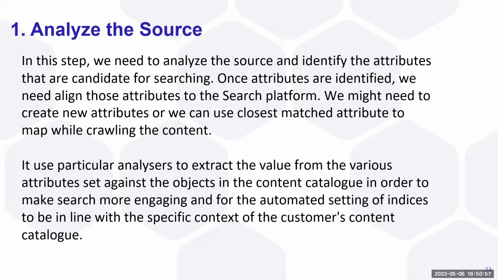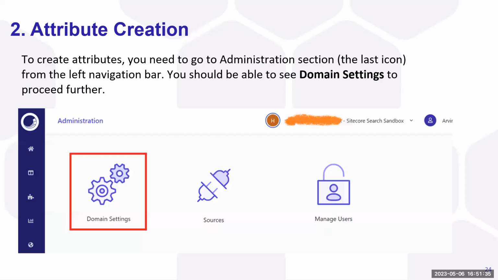So the first step is, we must examine the source and pinpoint the attributes that are suitable for searching. As we mentioned earlier, we have to analyze the source first. Once identified, these attributes must be mapped into the Sitecore Search platform. After analysis, we identify which are the most important data or fields that we want to capture from the source, and in a similar way, we will create or map those attributes to the Sitecore platform.